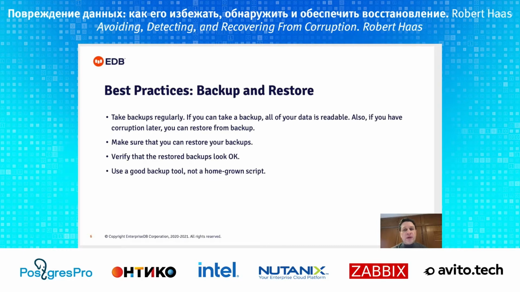So first of all, backup and restore. The most important thing here is that you actually need to take backups, and you need to take them regularly. And there are 2 reasons why this is important from the standpoint of database corruption. I think one of those reasons is pretty obvious, and that is that if you do have some kind of database corruption, but you have a backup which is not corrupted, then you may be able to get your data back from the backup, and in that way you may be able to avoid any sort of permanent data loss.